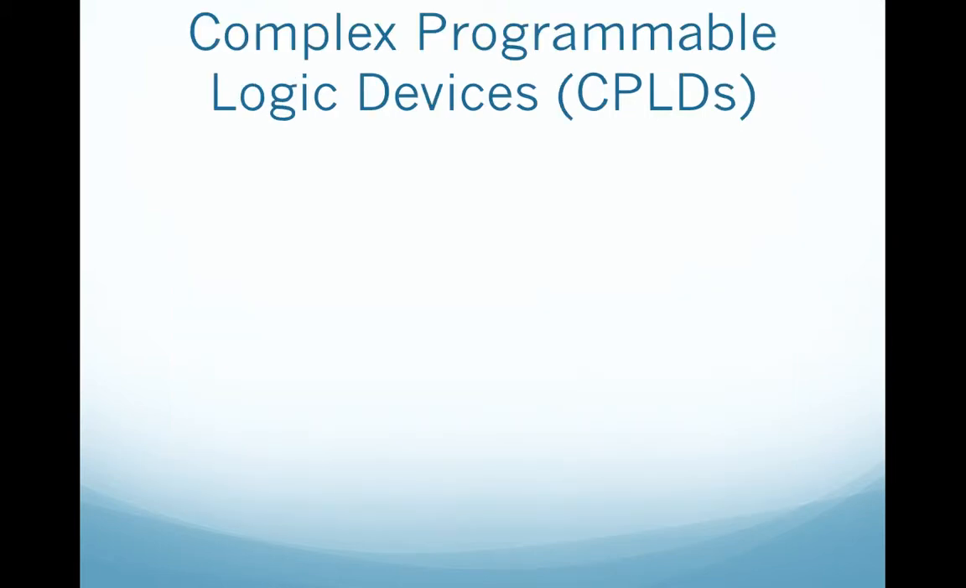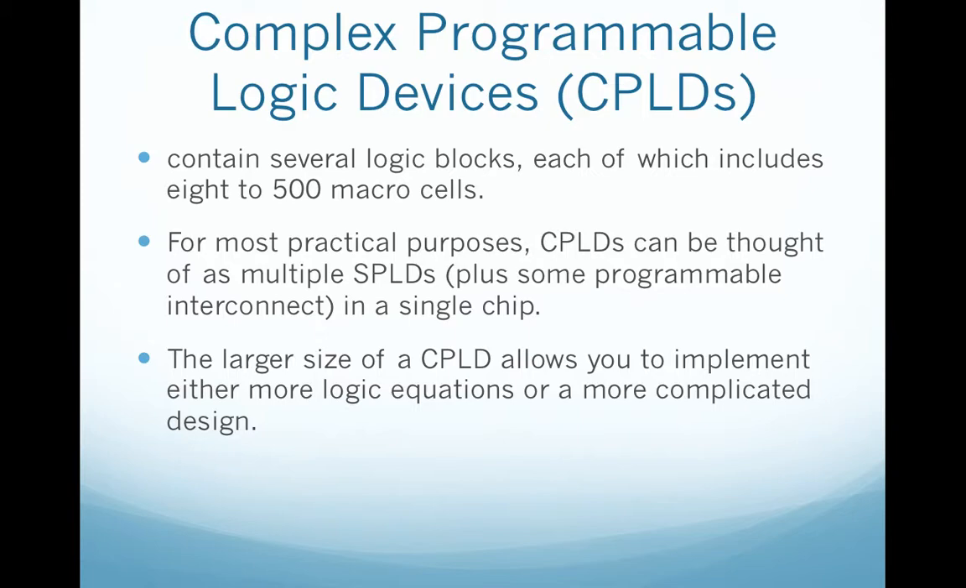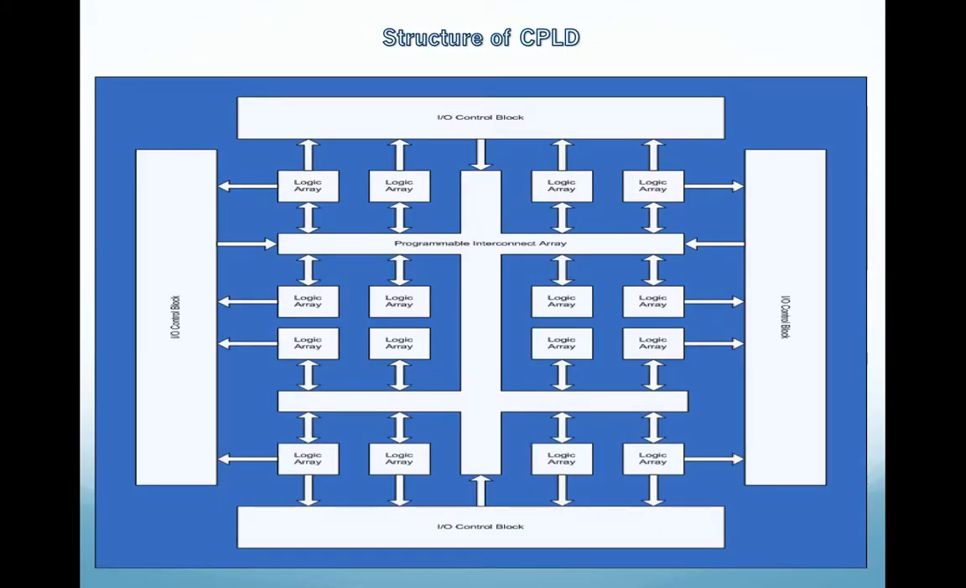Next are the complex programmable logic devices, or CPLDs. They contain several logic blocks, each of which includes 8 to 500 macrocells. For most practical purposes, CPLDs can be thought of as multiple SPLDs, so a combination of lots of simple PLDs plus some programmable interconnect in a single chip. The larger size of a CPLD allows you to implement either more logic equations or a more complicated design. See how complicated it is? This is the structure of a CPLD itself.